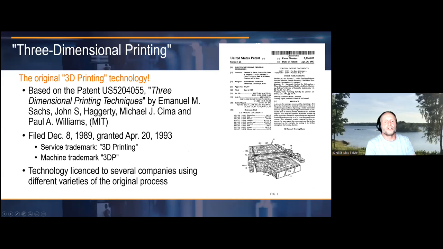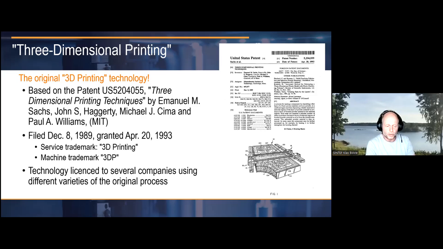Three-dimensional printing, 3D printing, is even worse. It started out as a patent which was actually named three-dimensional printing techniques. It came from MIT, from Emanuel Sachs and John Haggerty. It was filed in '89 and granted in 1993. They trademarked 3D printing, and it was used for that for many years. And it was then licensed to some companies.